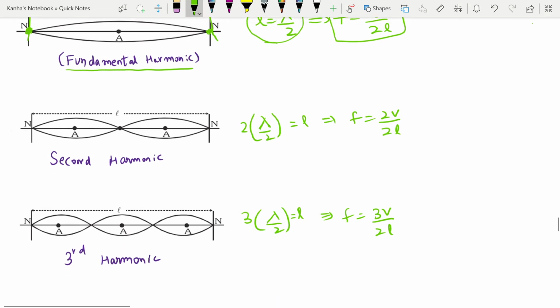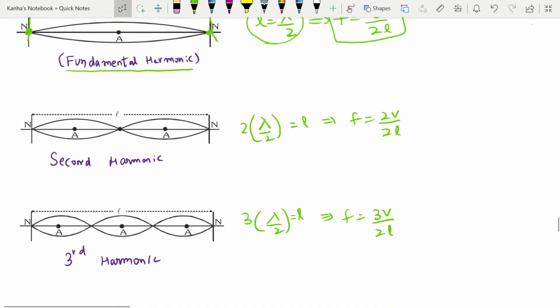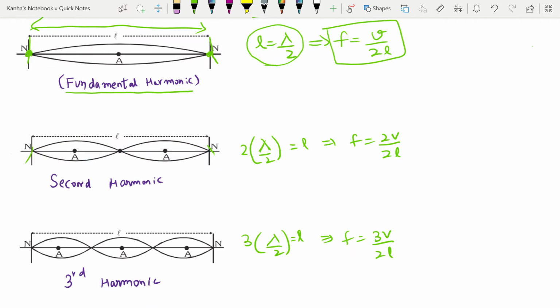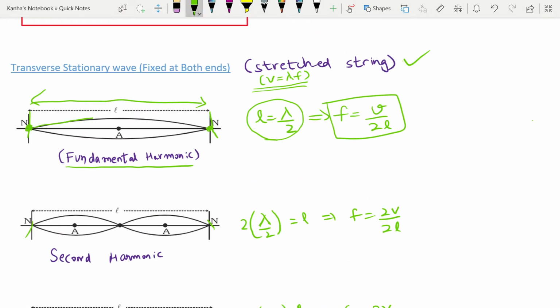Similarly, what is the second harmonic? In the second harmonic, again ends are fixed, but now this completes one full wavelength, or two half wavelengths if you want to consider it like that. So what is really happening is, in the first case there was a pulse going, this was my incident pulse, and this is my reflected pulse from that corner.